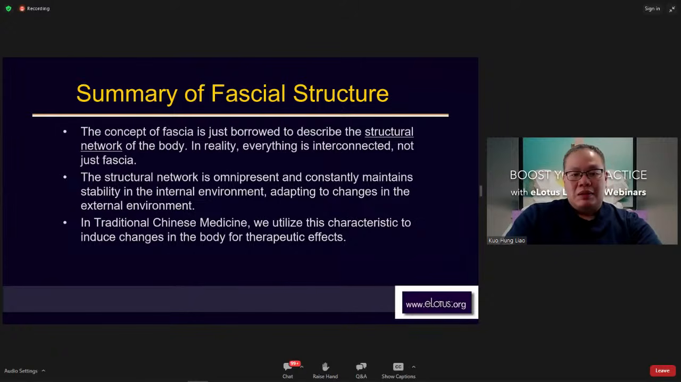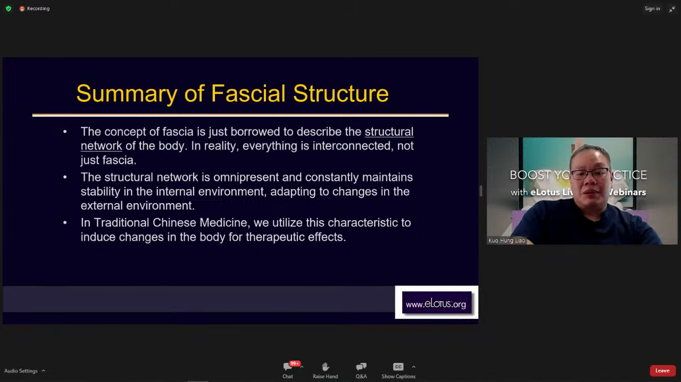Okay. So summary of the fascia structure, that's what we talk about. The concept of fascia is just borrowed from the anatomy to describe the structure network of the body. And in reality, everything is interconnected, not just fascia. Like I say, the skin is connected, and even the fluid inside the flow is connected. So everything is connected. The body is an individual as a whole because it's all connected.